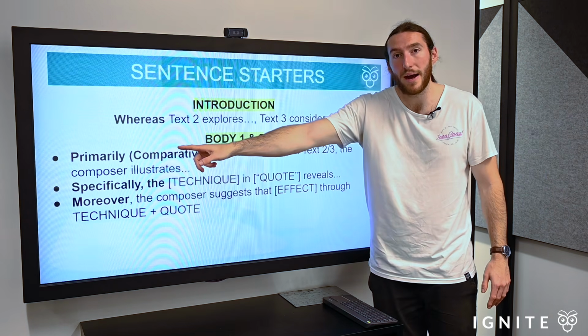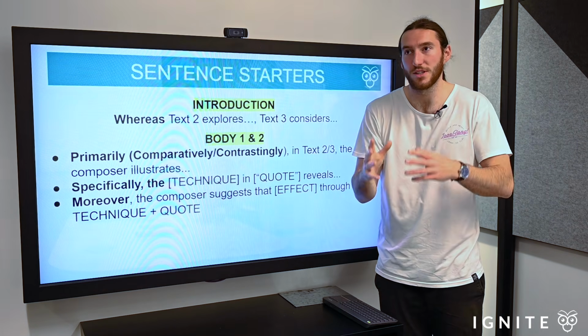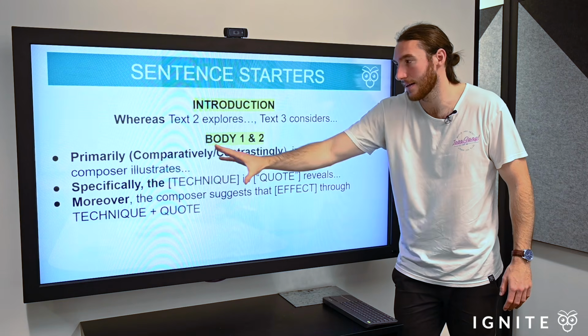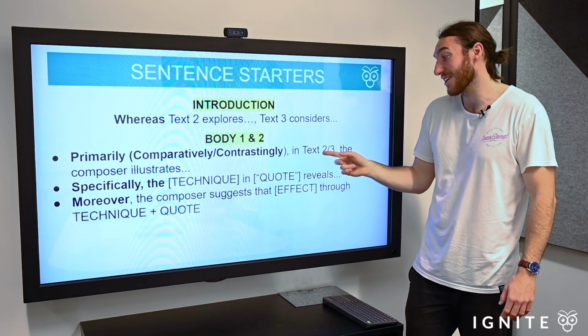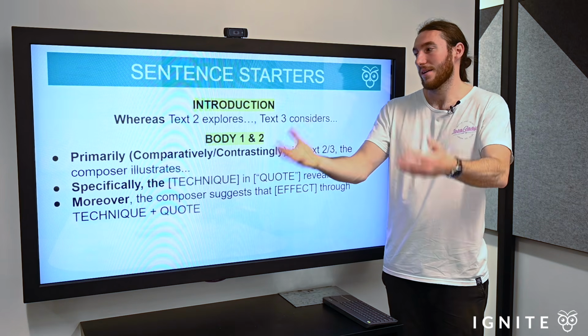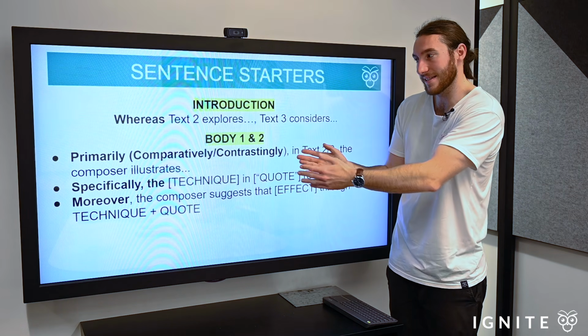So in your first body paragraph, if you want to memorize some sentence starters, "primarily" is a good one. So just like firstly or mainly, right? Primarily, comma, and we'll talk about this in a second, ignore the brackets. Primarily in text 2 or 3, whichever one you begin with, the composer illustrates, and then say what the key concept or the key inconsistency is in that text.